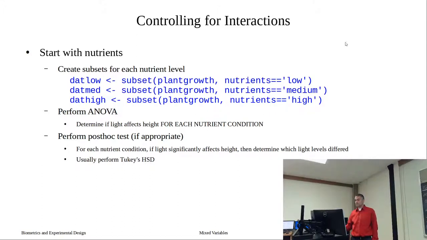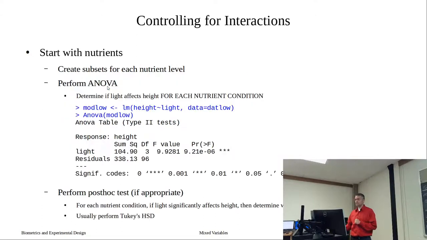And then what we're going to do is run an ANOVA on each of these data sets. And if I get a significant difference, I'm going to run a Tukey's. All right, so for example, here is the low nutrient. So I'm going to create a model where I fit height as a function of light, where data is equal to dat low. And then I look at the ANOVA table. Why don't I have nutrient in here?